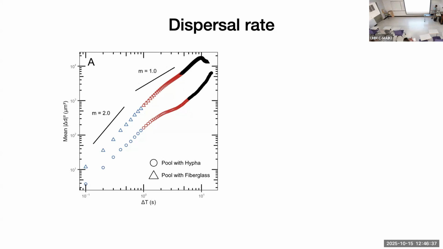So here I'm just showing the data in a deep pool of water and near fiberglass. When near fiberglass, we notice that bacteria tend to swim more slowly. That's why the area occupied by the bacteria tends to be a little smaller after a given time. So this is what we do to quantify the rate of dispersal.